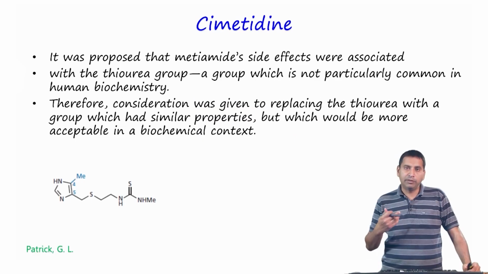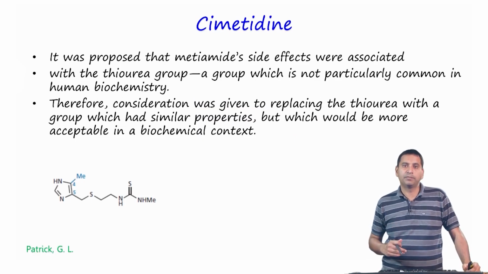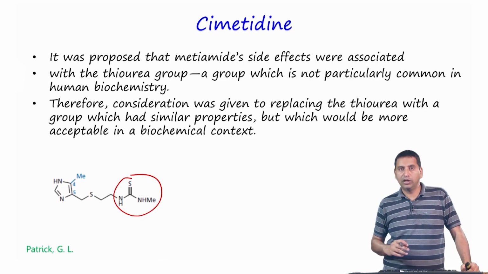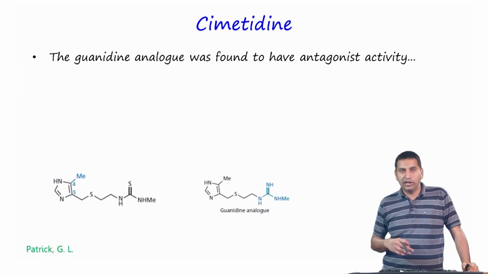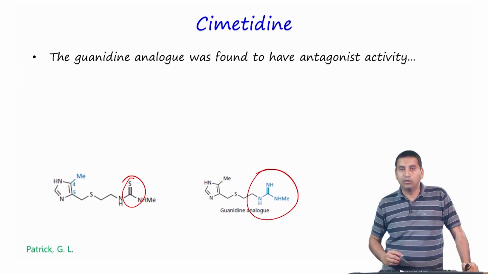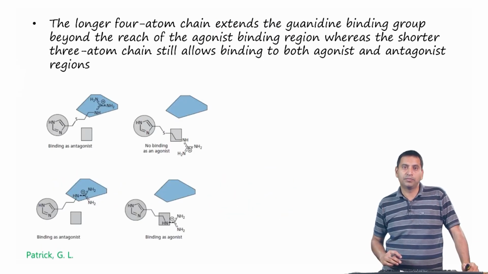So, this became the foundation for the development of cimetidine. It was proposed that the side effects associated with metiamide were due to the thiourea group, which is not particularly common in human biochemistry. What was suggested was that we could replace this thiourea group with something that has similar properties. So, the guanidine analog, which we have discussed earlier and which was also found to have antagonist activity, was then considered. Now, instead of this thiourea group, we could go with the guanidine analog.